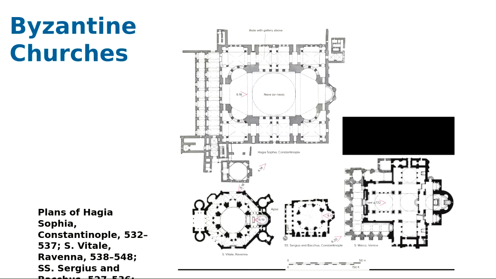So let's keep going with the Byzantine churches. And these are three different plans. We see the plan of Hagia Sophia, Sant'Apollinare in Ravenna, which we should talk about the mosaics right now, Saints Sergius and Bacchus in Constantinople, and San Marco in Venice. I'll talk about a couple of these later on, but I just want you to have a clear overview of all of them.